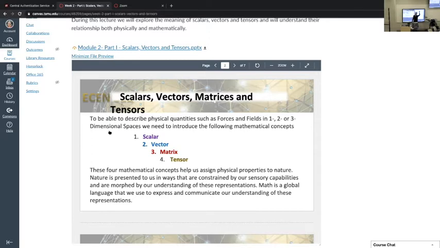Temperature. Anything else? Weight. Anything else? Speed. We'll come to this. Well, I don't mean velocity. I just mean the quantity of speed.